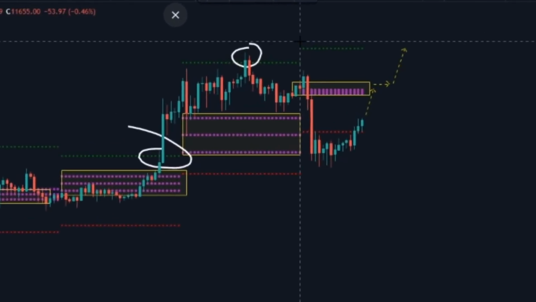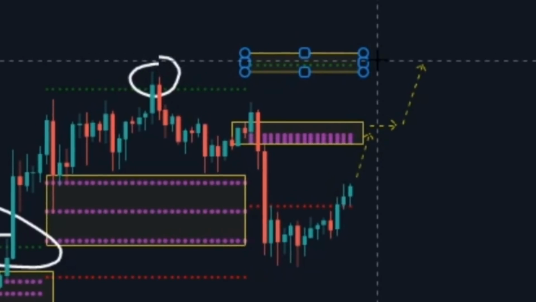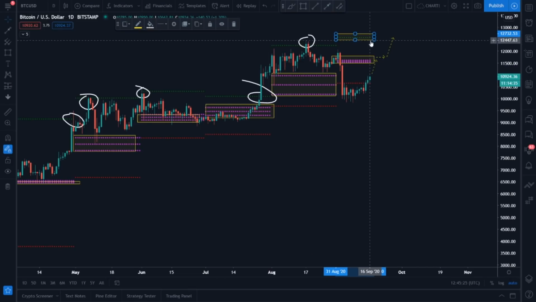This R1 target level is completely open. I mean, there is a high possibility for price of Bitcoin to come around this R1 level of monthly CPR, which is around 12,500 area, guys.